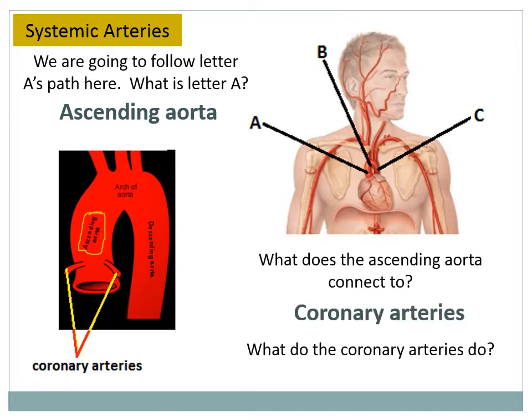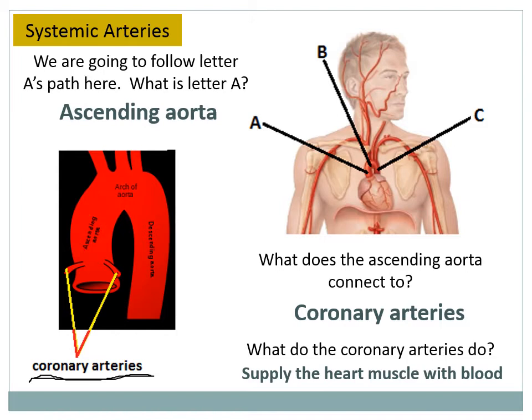Yeah, it's connected to the coronary arteries. You can see them labeled here. The coronary arteries is what the ascending aorta is connected to. So we go from our ascending aorta to the coronary arteries. Do you remember what our coronary arteries are doing? Yeah, they're supplying the heart muscle itself with blood. So that's where we're at right now. Ascending aorta leads to those coronary arteries, which supply the heart muscle with blood.